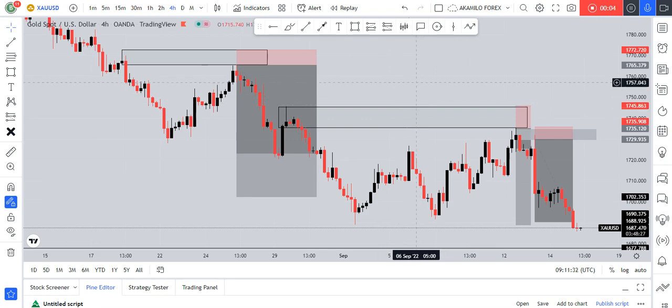In today's video, I'm here to show you how to identify the high probability order block. I'll tell you what an order block is, show you how to mark an order block, and how you can improve your entrance when using an order block. So let's see how we can identify an order block in the chart.